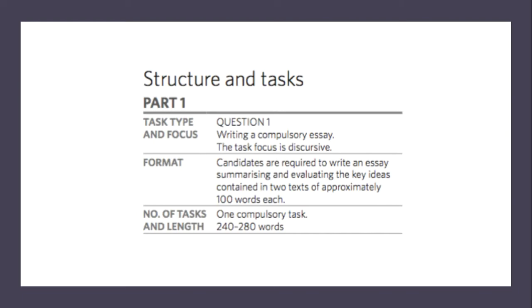Okay, what does part 1 involve? Well, it's a compulsory essay and it's a discursive essay. I'll show you an example in a moment. And the input material is that you read 2 texts, which are approximately 100 words each, and then you're meant to write, let's say, roughly 260 words on average about these 2 texts.